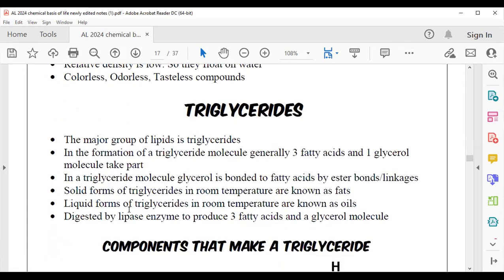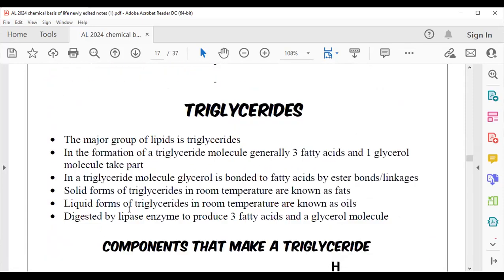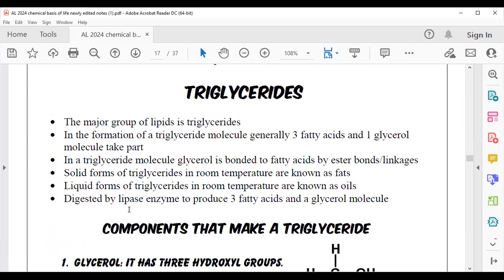Now we are coming to the next heading. What is the heading to you? Triglycerides. Triglycerides have another name also. Mark that name. Triacylglycerol. Triglycerides have another name called, what is it? Triacylglycerol.